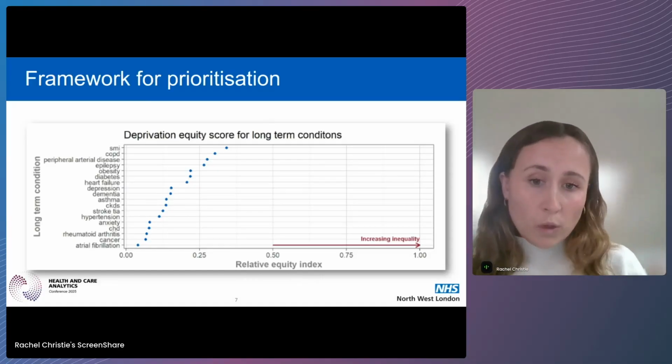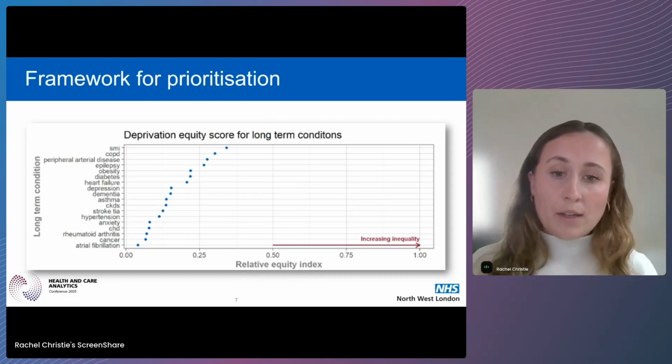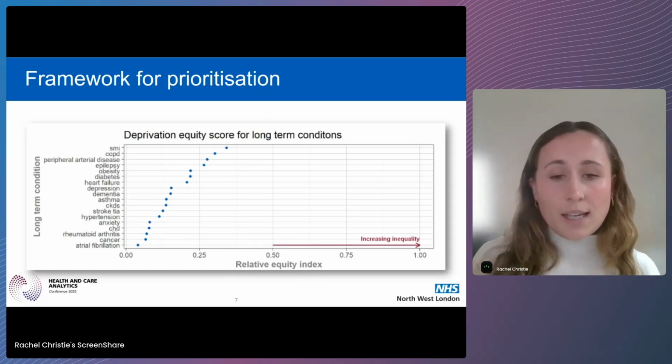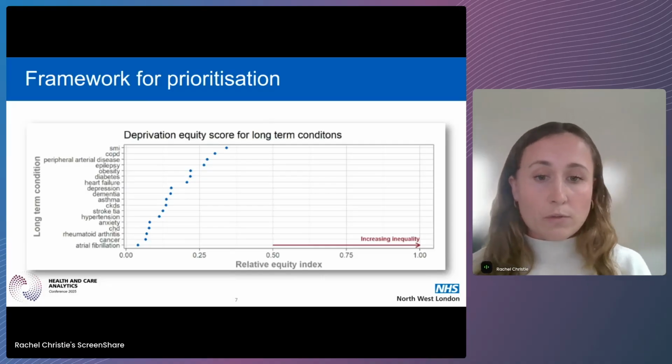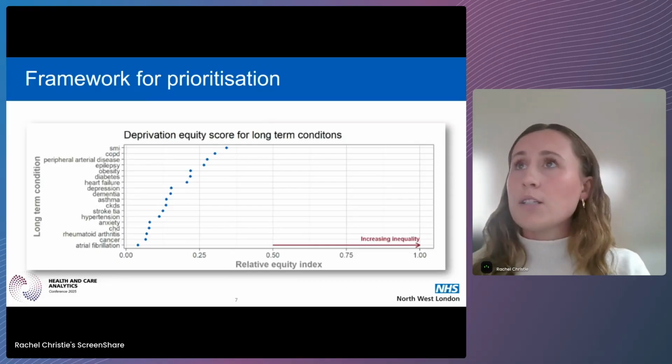And it also means that when we're talking about this population and we're talking about our mental health services, we can understand that actually we're talking about quite a deprived population. And this is really important for our decision makers and strategists to know.